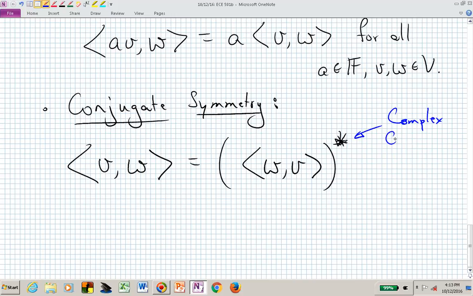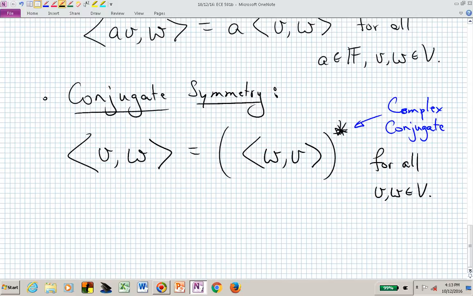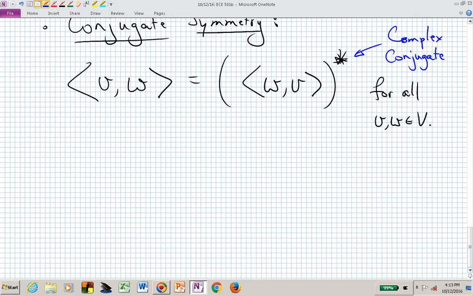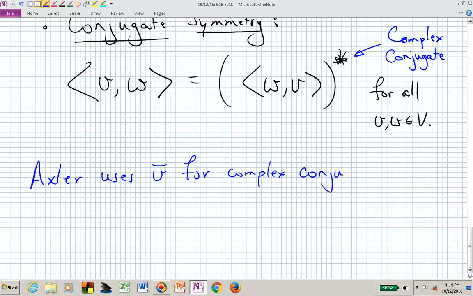It's a pretty ugly star, but hopefully you won't have to see it in the sky. You can create your own on your paper that looks a little better than mine. But that's the complex conjugate, and this conjugate symmetry is true for all V and W in our vector space. One comment to make is that the textbook uses an overbar for complex conjugate. When you're looking in the book, I don't want you to get confused, so I will try to use this star notation for the conjugate.